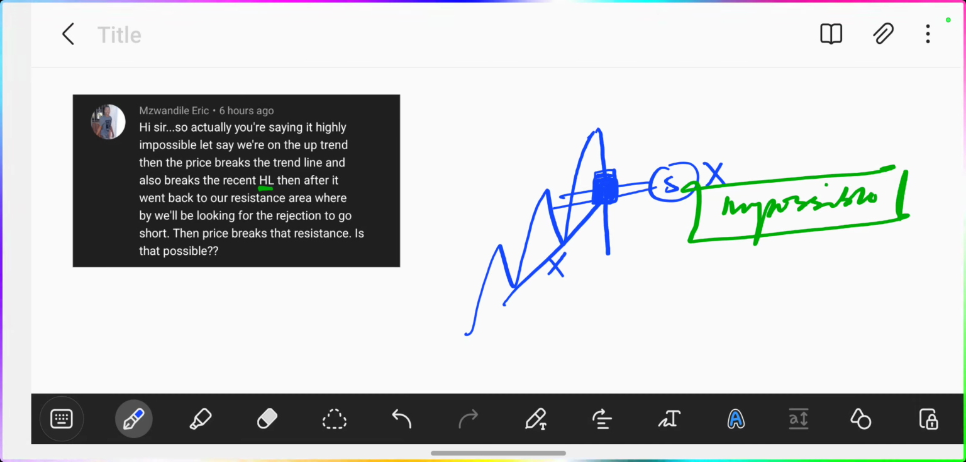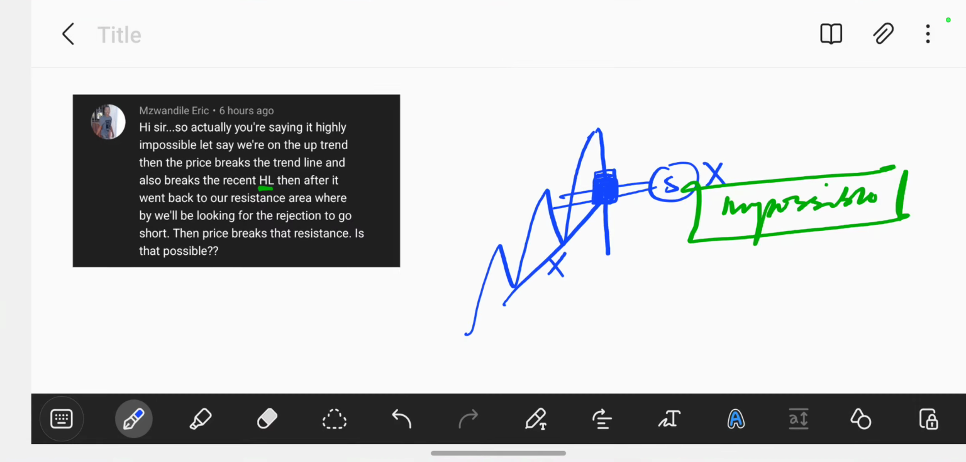Think of it this way, my guy. What you are saying is not the same as what the other guy was asking me. Why? Because when I said it's impossible, I was referring to this one here. I was saying it is impossible for a candlestick to break the trend line and also close above the trend line. Because remember, if you go back to the video that I made about how do you tell when you consider a trend line to be broken?